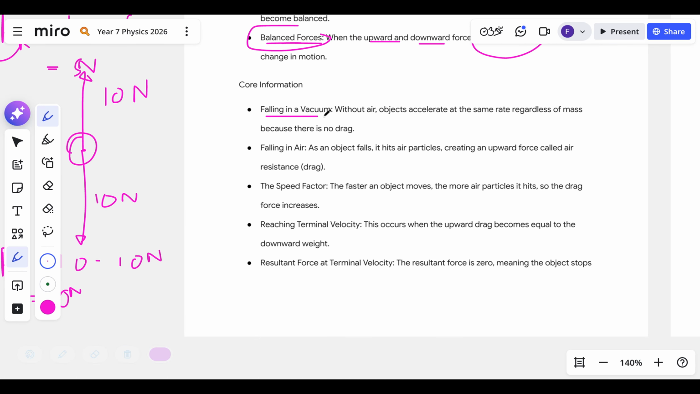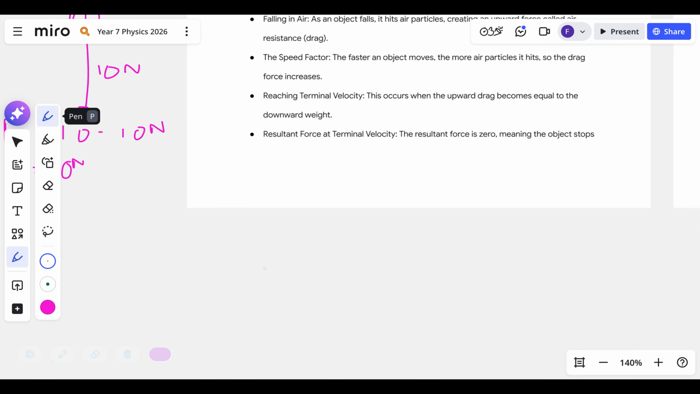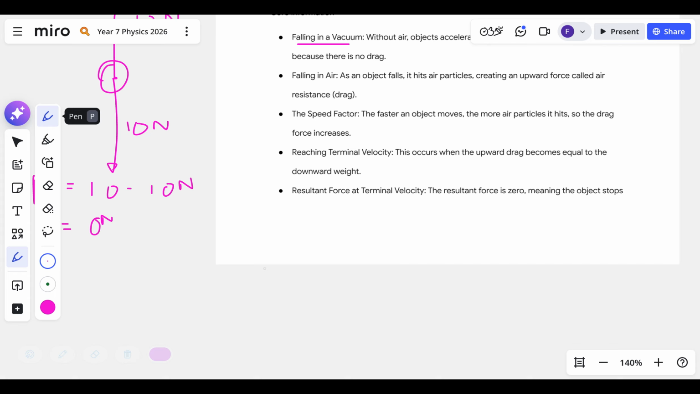This is a really interesting one, falling in a vacuum. We are so used to living on Earth with an atmosphere that we don't realize the reason why things fall at different speeds or different velocities is because of air resistance. And a few years before I was born, humans had gone to the moon.